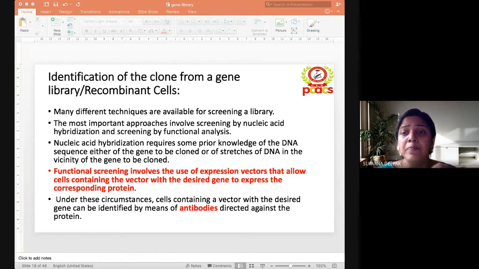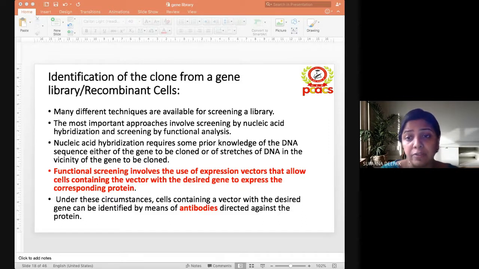In the direct method, the vector itself is altered in such a way that the insertion of your gene of interest will give you some kind of change that could be detected. For example, you have insertional inactivation. Two types are there. You can have direct antibiotic resistance gene inactivation, where the gene of interest is inserted within the antibiotic resistance gene. So depending upon whether the cell you are checking is sensitive or resistant, you can select your recombinant cell.